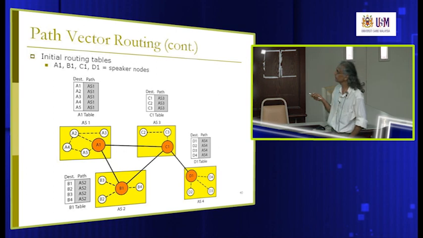So initially, the speaker node will have information about its own zone only. So speaker node A1, the speaker node for AS1, has the information about the routers in its own zone. A1, A2, A3, A4, they are all in AS1, this particular autonomous system, right? And then C1 only knows about C1, C2, C3, okay, fine. Then they will start exchanging information. So A1 will send this table to C1, right? C1 will send this table to this one.